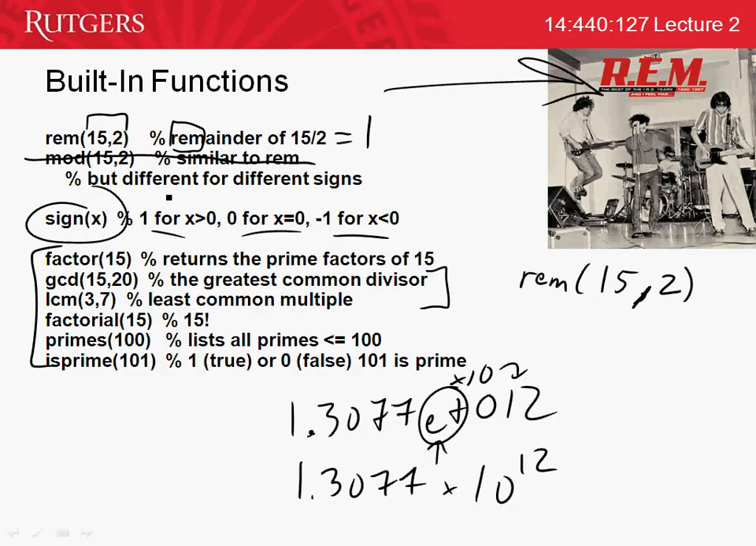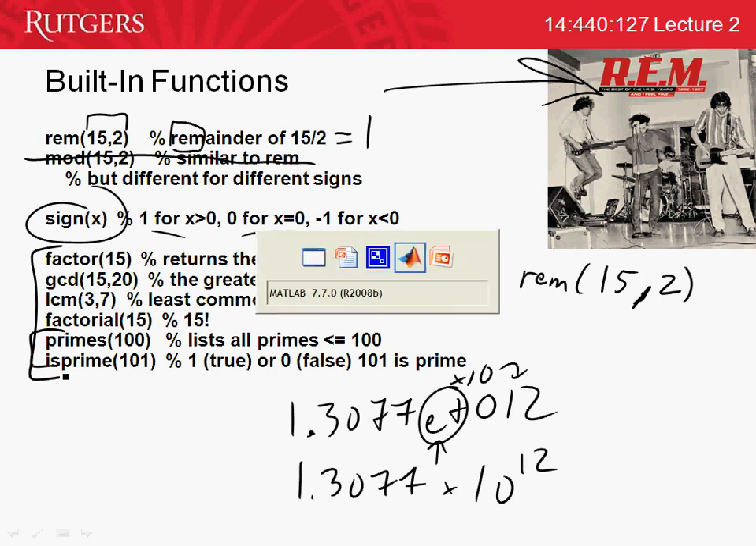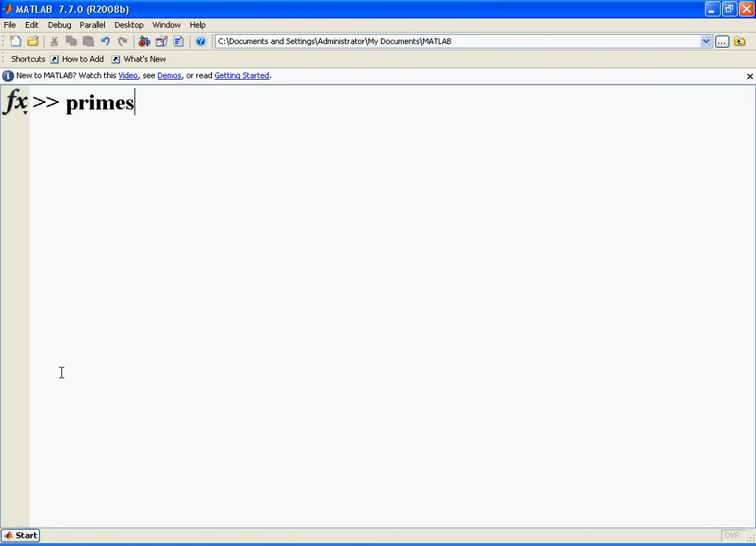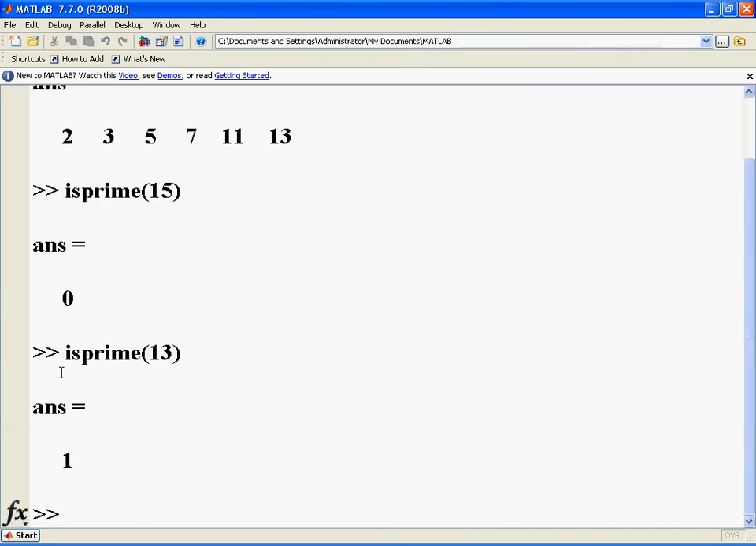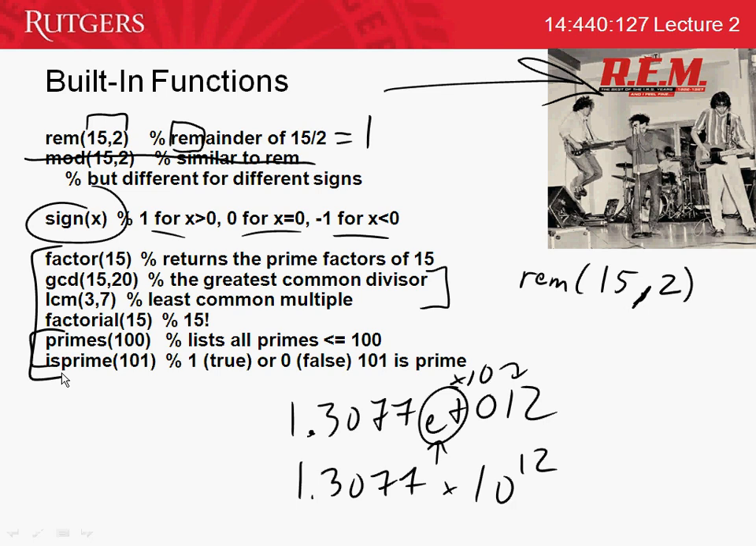All right. And so the other functions other than factorial I want to introduce are primes and isPrime. These are two functions having to do with prime numbers. primes gives you a list of all the primes less than or equal to the number you give as your input. So primes 15 gives you all the primes up to 15. However, isPrime tells you true or false whether or not it's a prime number. So is 15 prime? No. Is 13 prime? Yes. All right? So just keep in mind the distinction between those two functions.